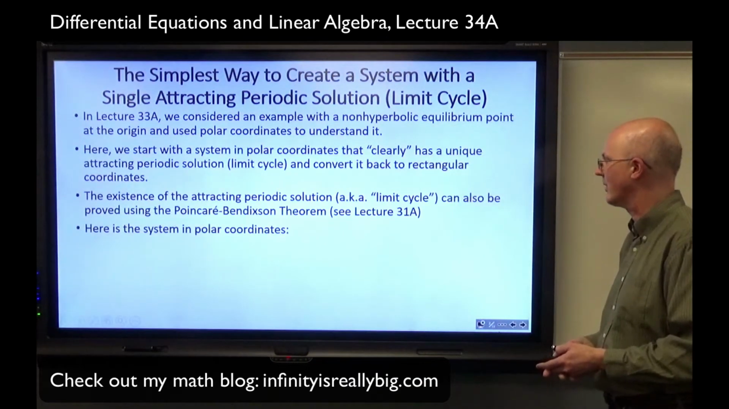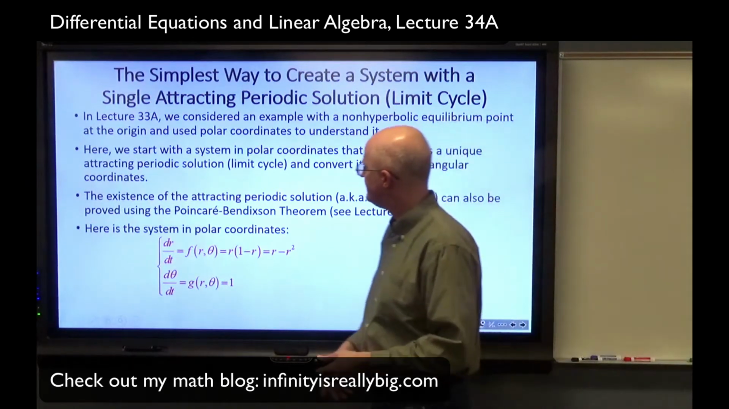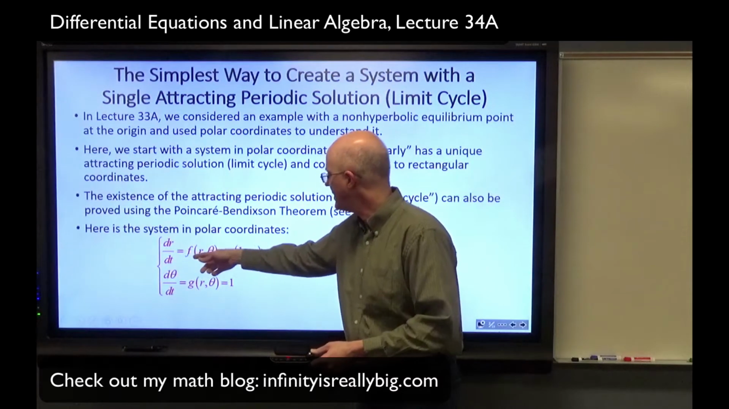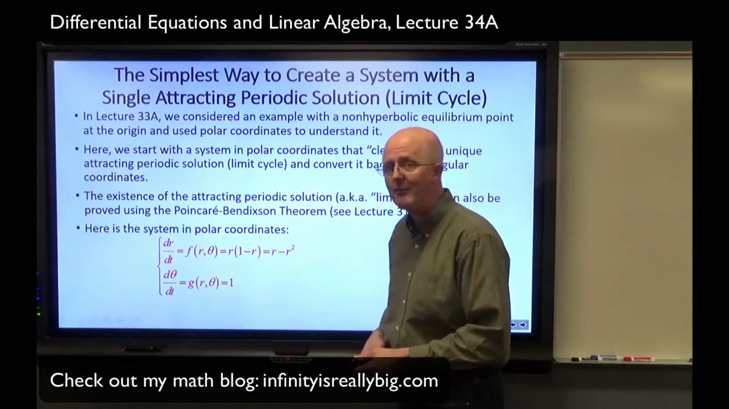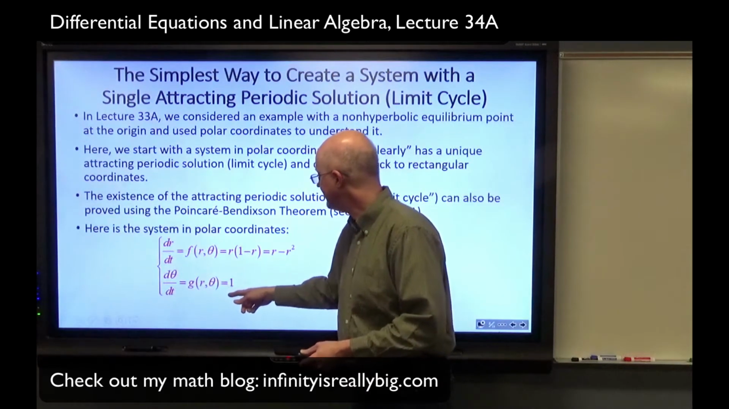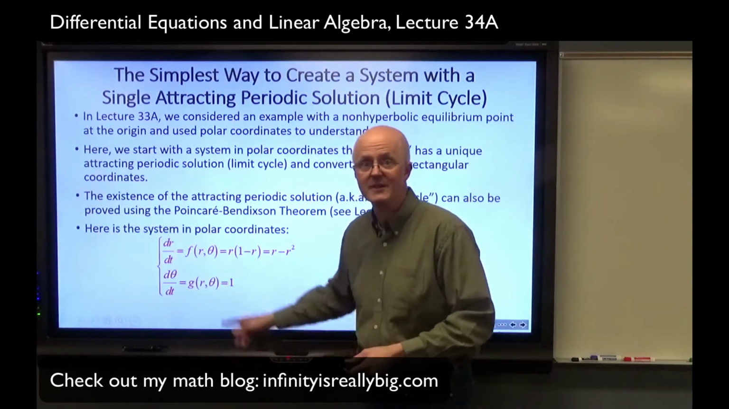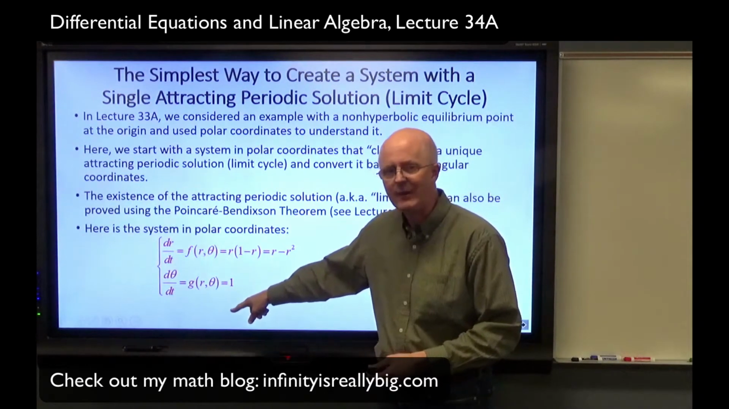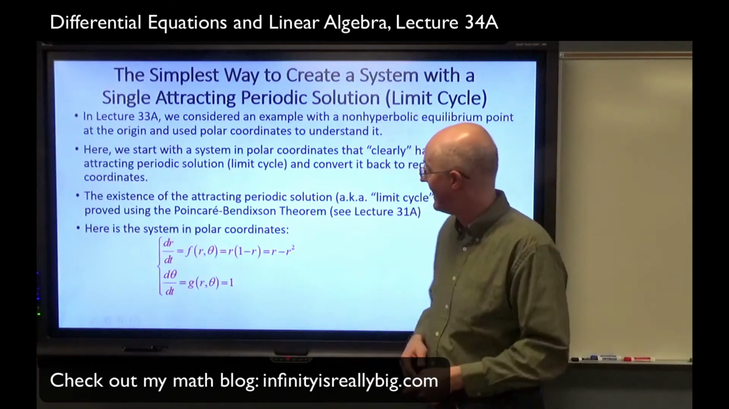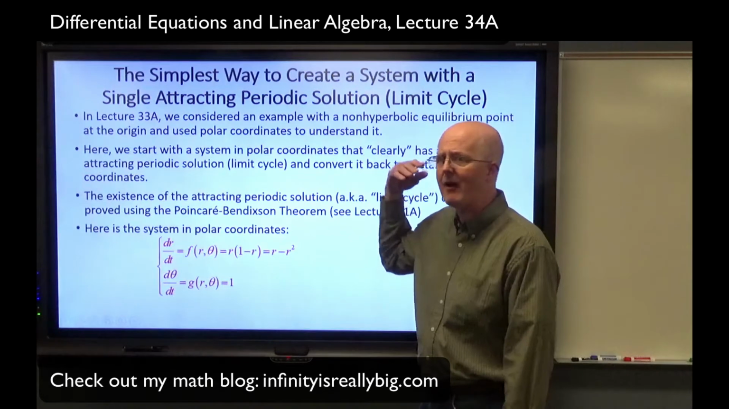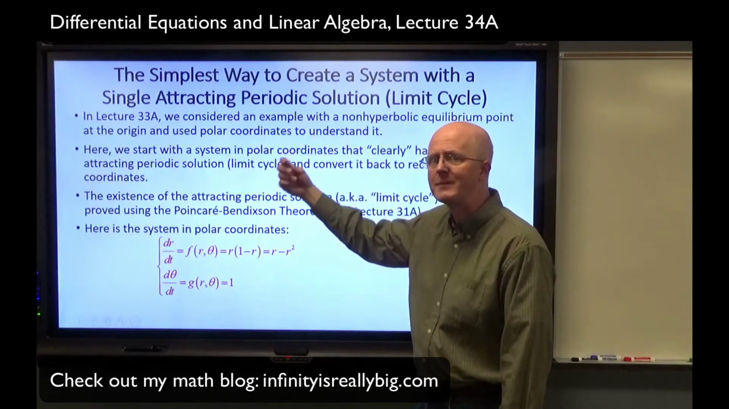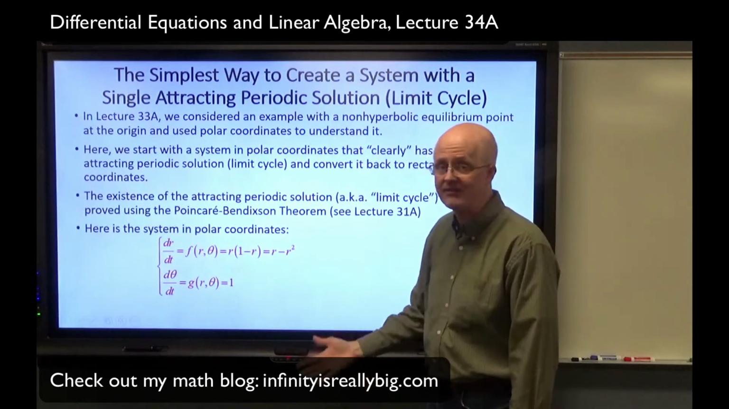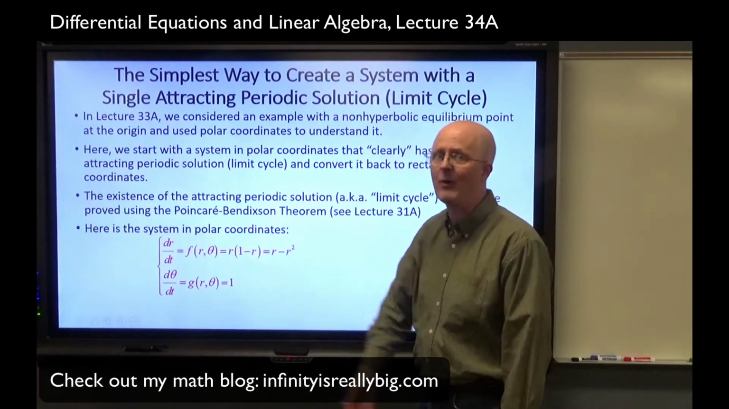Here is the system in polar coordinates. dr/dt and d theta/dt equal some functions of r and theta. The right-hand side of the dr/dt equation is r times (1 minus r), or r minus r squared. And the right-hand side of the d theta/dt equation, g, is a constant function, the constant function 1. That's pretty easy to think about. That means theta is increasing at a constant rate of 1 radian per unit time. Whatever the solutions are doing, at least if you're not at the origin, you're going around the origin, and the angle is changing at a rate of 1 radian per unit of time. Constant rate. So there's some cycling going on here.